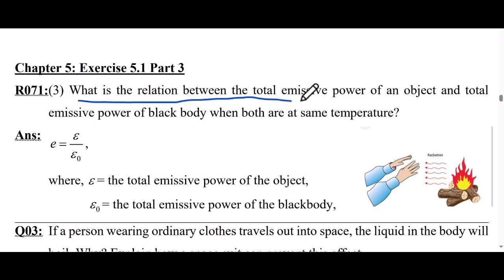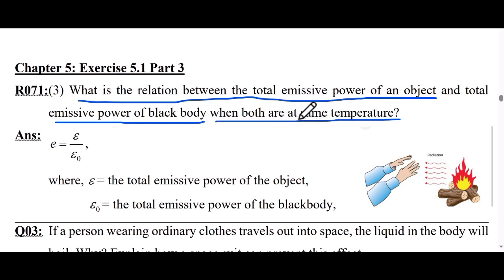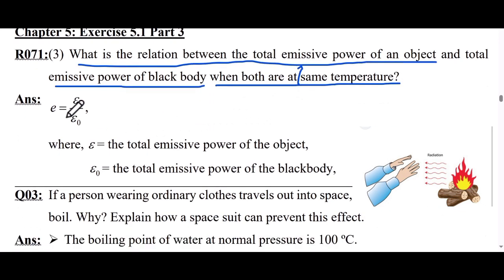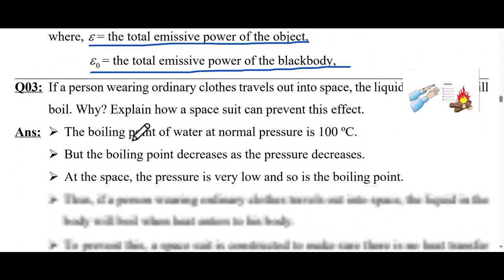What is the relation between the emitting power of an object and the emitting power of a black body when both are at the same temperature? The equation is E equals epsilon over epsilon naught, where epsilon is the emissive power of the object and epsilon naught is the emissive power of the black body at the same temperature.